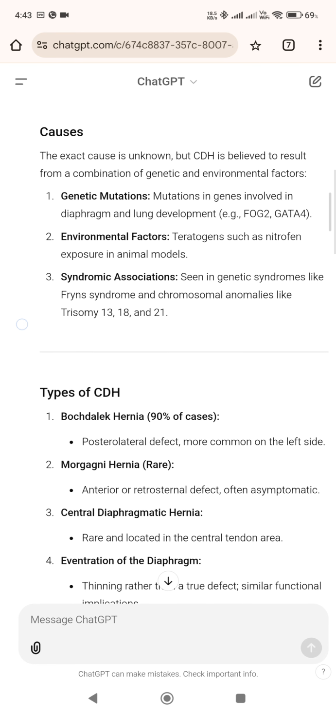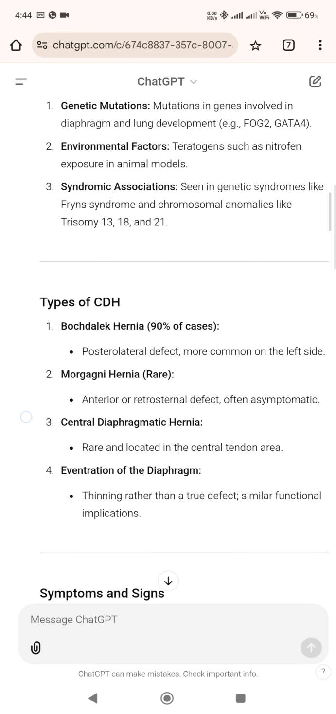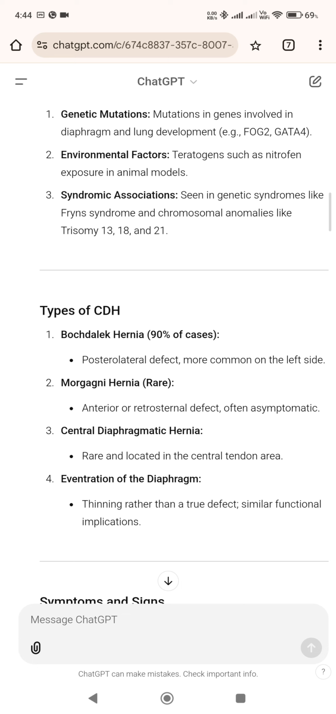Causes. The exact cause is unknown, but CDH is believed to result from a combination of genetic and environmental factors. 1. Genetic mutations. Mutations in genes involved in diaphragm and lung development, e.g., FOG2, GATA4. 2. Environmental factors, teratogens such as nitrofen exposure in animal models. 3. Syndromic associations, seen in genetic syndromes like Fryns syndrome and chromosomal anomalies like trisomy 13, 18, and 21.